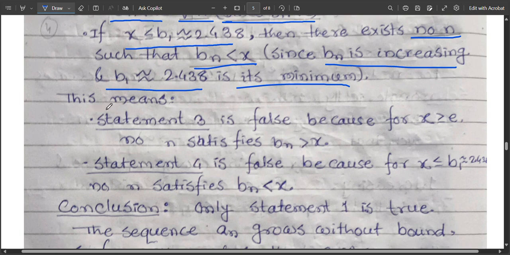So this means statement 3 is false and statement 4 is also false. Statement 3 is false. Why? Because whenever x is greater than or equal to e, there is no n satisfying Bn greater than x. If Bn is greater than x, then indirectly Bn is greater than e, and that is not possible.